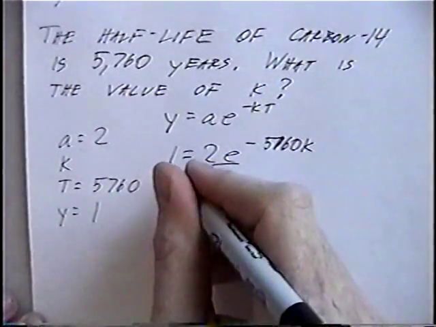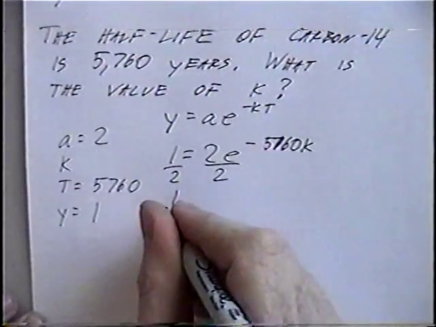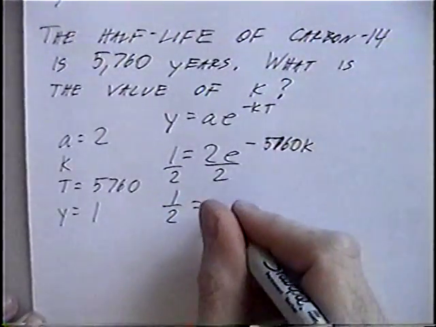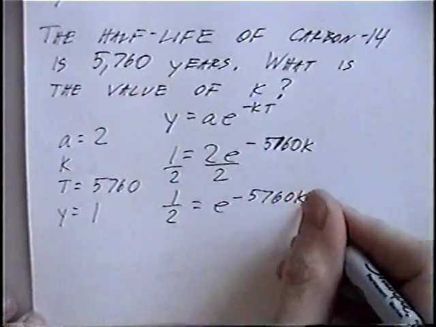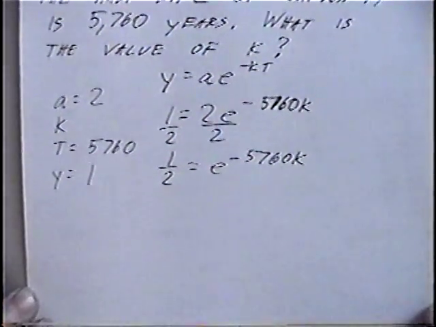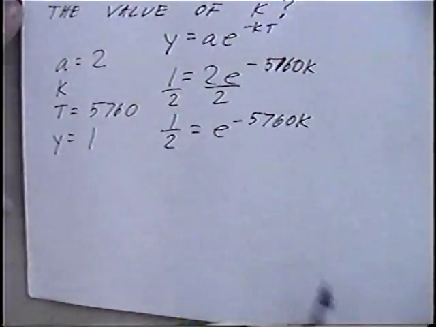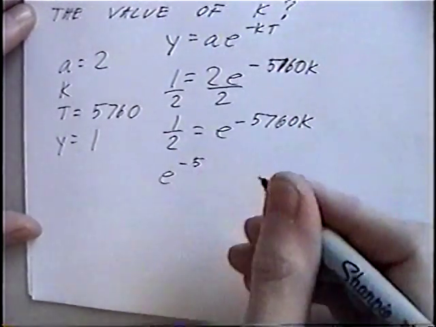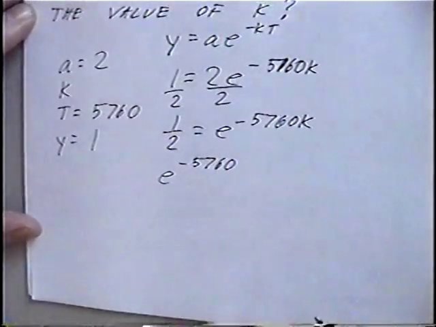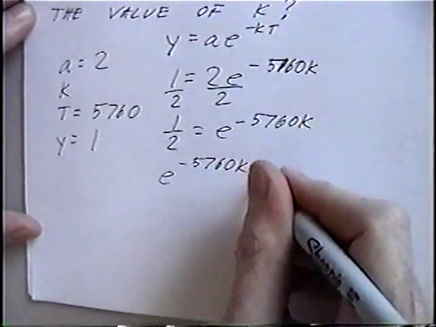First step, you can divide by 2. And we'll have 1/2 equals e to the negative 5,760k. Same steps as before. I'll rewrite this equation with e on the left hand side: e to the negative 5,760k equals 1/2.